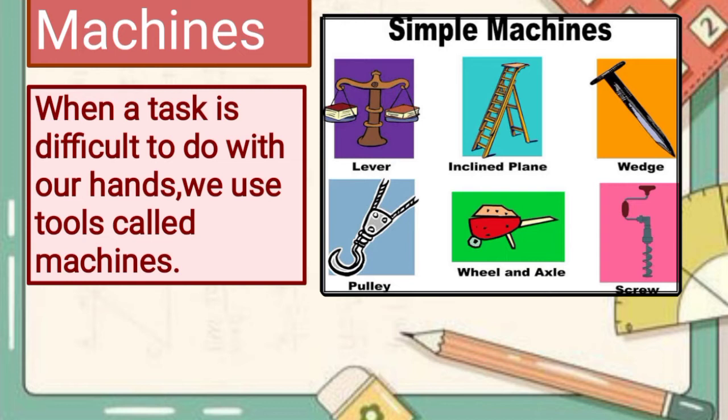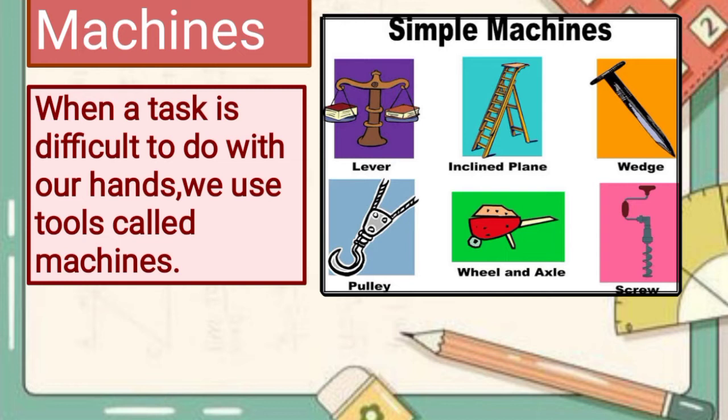Now let's understand another simple machine, the pulley. It is a simple machine that has a grooved wheel and a rope running between the grooves of the wheel, and it is used to lift a heavy object attached to one end of the rope.